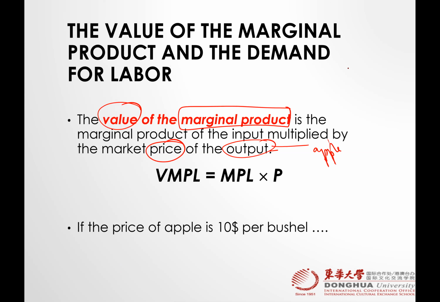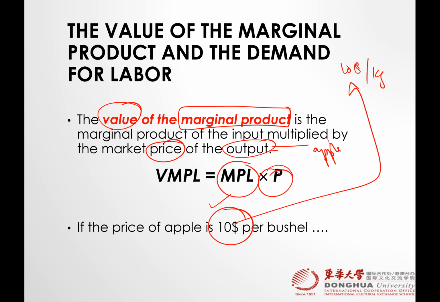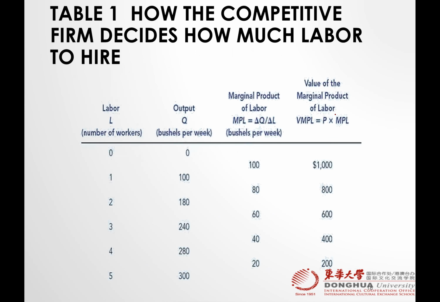So if the price of the apple is $10 per kg or per bushel, whatever, we multiply it with the marginal product of labor, and we find out how much revenue this person is giving us, right? So this is the market price and this is the marginal product of labor. If the price of the apple is $10 per bushel, what does it mean? Let's talk about this. The value of marginal product of labor, we just multiply this with the market price of apple per bushel.